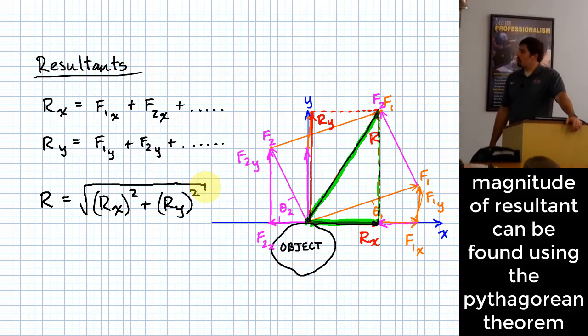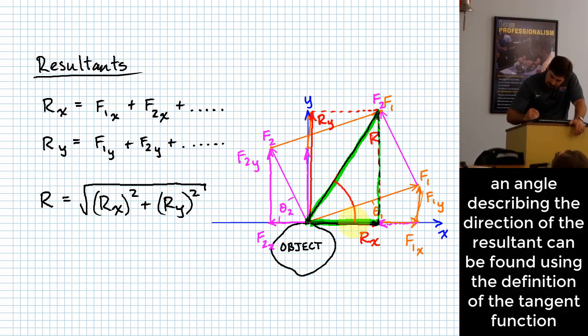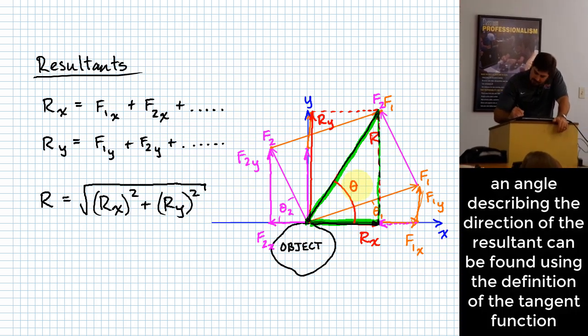What if you want to know the direction of your resultant vector? Let's say you want to know the direction of your resultant vector as an angle. Let me put that in here. Let's say what you want to know is this angle right here. I'll call it theta sub r.